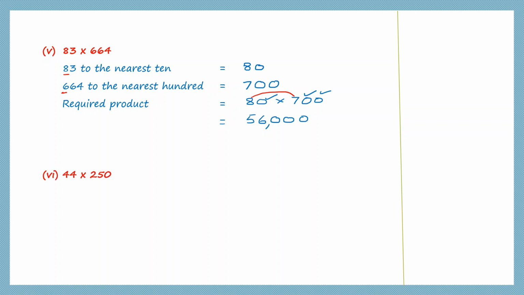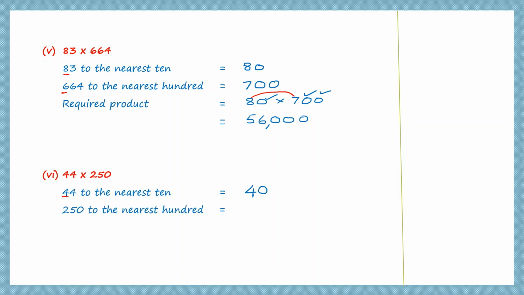Question 6. 44 into 250. 44 to the nearest 10. In the tens place, we have 4. To its right, we have a digit less than 5. So 4 will remain the same, followed by a 0, 40.